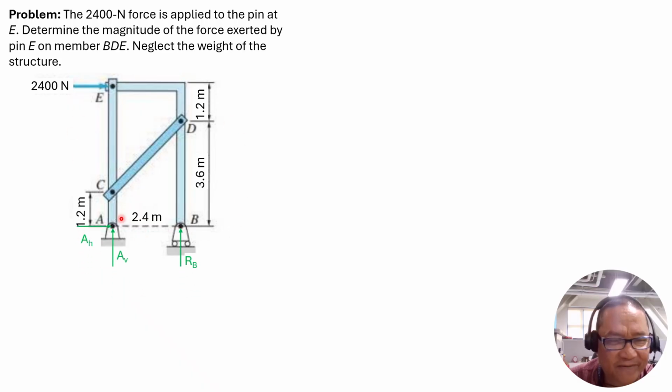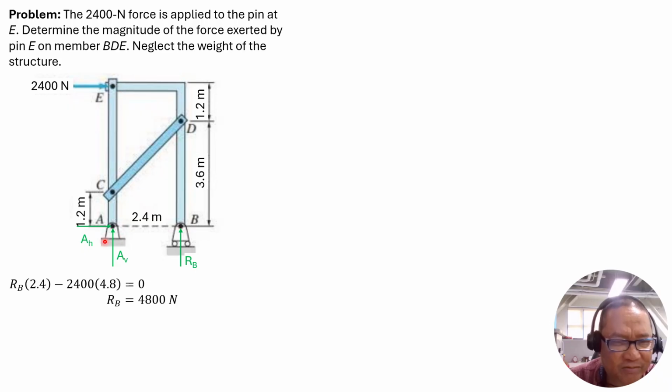So we have AH, AV, R sub B. Let's just assume that all these reaction components are in the positive direction. If we sum up moments about A, then we can solve RB, considering counterclockwise positive. So RB times 2.4 minus 2,400 times 4.8 equals 0. Solving for R sub B equals 4,800 newtons.